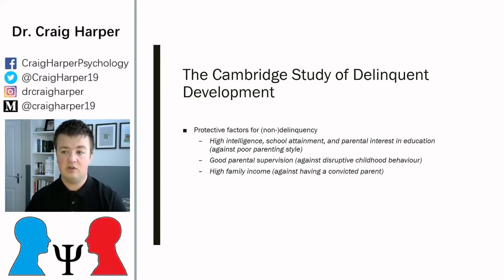Protective factors against non-delinquency include having high levels of intelligence, so that is protective against a poor parenting style. So for example, if you're a child who doesn't have parental supervision, it might be that if you're invested in your studies, you're less likely to be out on the streets getting yourself into trouble.